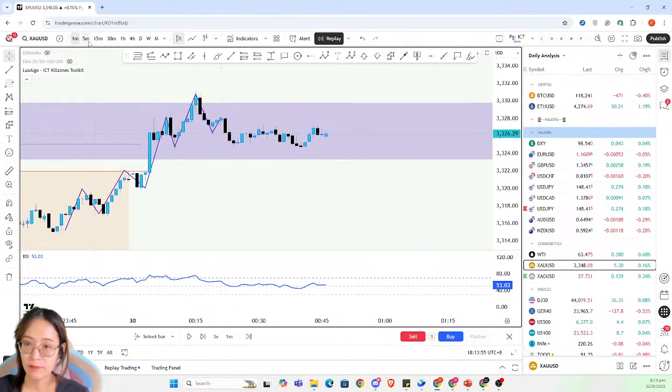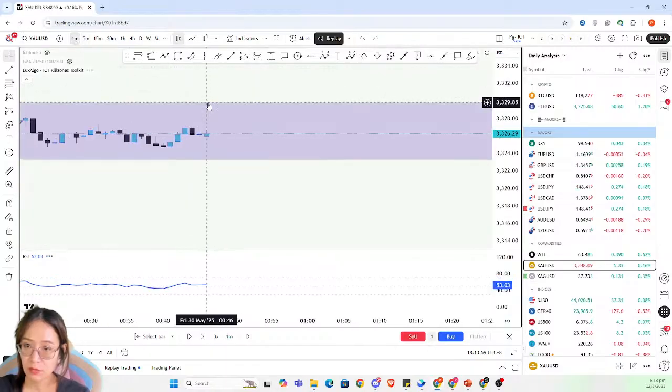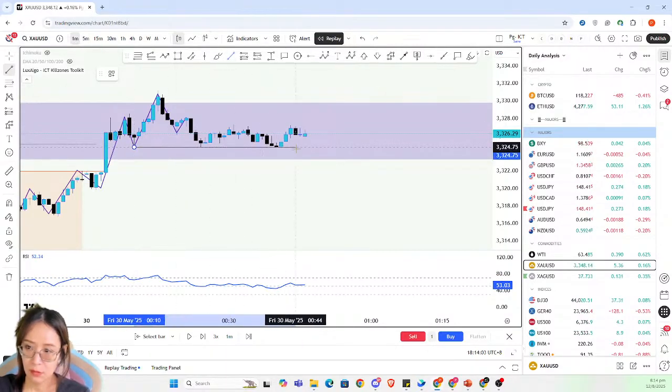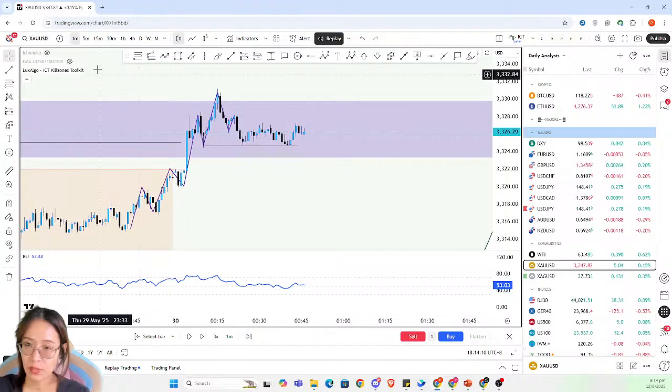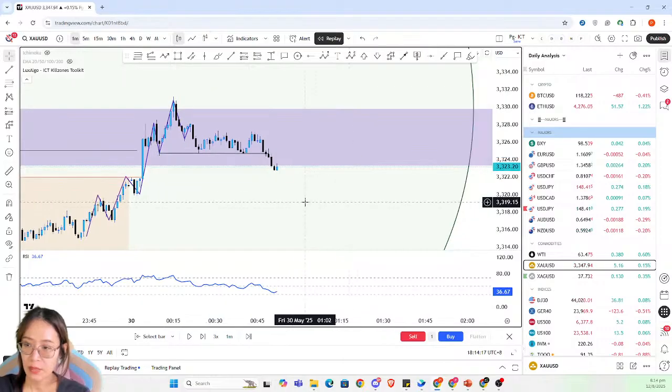a lower high. So where is my high? Where is my low? My low is here. I will pick this as my low. Price needs to break below 33.24, and then I will consider that as a market structure shift. Price breaks below. I mark out.